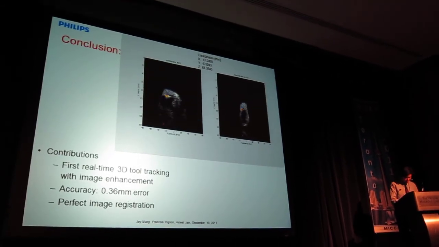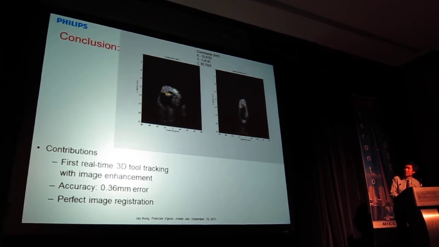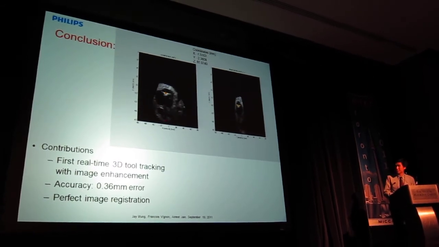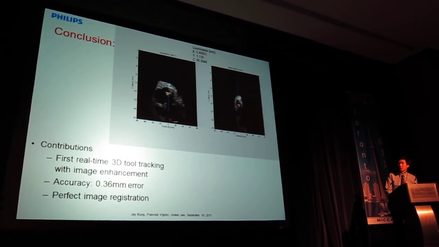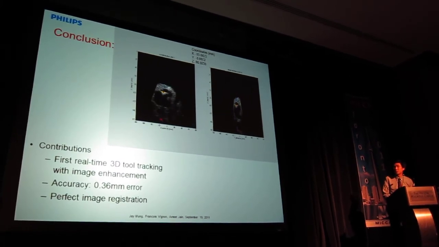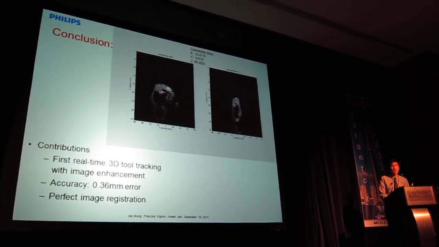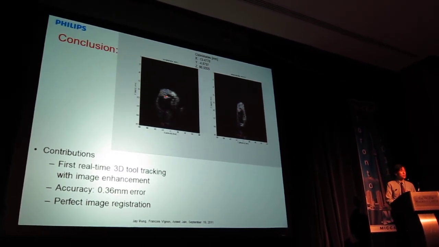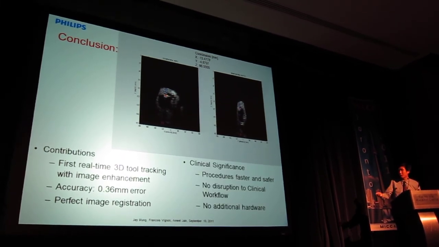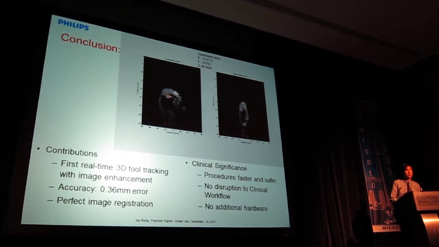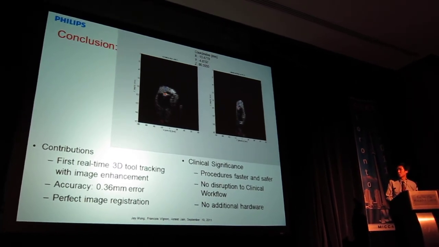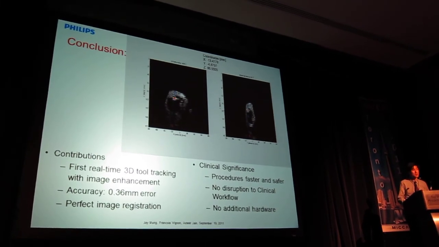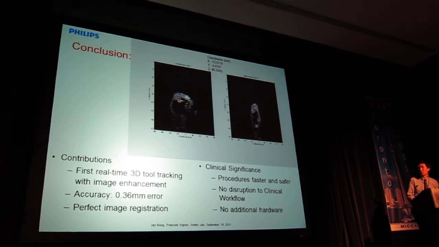So to conclude, I'd like to bring you full circle to the second movie I showed. Hopefully it has a little bit more meaning for you now, but what it means to us is that we were able to demonstrate the first real-time 3D tool tracking with image enhancement using ultrasound only. We have an accuracy of about 0.36 millimeters. We have the added benefit of perfect image registration. And all this is clinically significant because it has the potential to make procedures faster and safer. There's no disruption to the clinical workflow, and there's no additional costly hardware required.